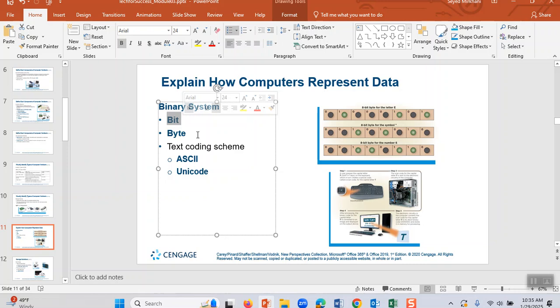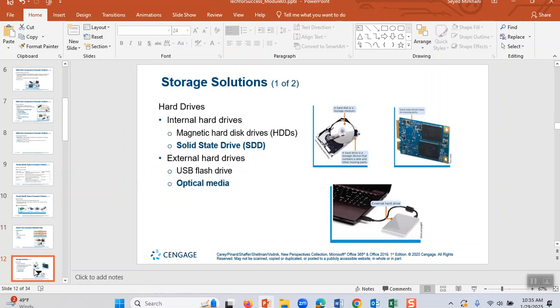If it sees 4 ons and 4 offs, the meaning of it means you typed B, for example, in your computer. That's how the information is being transferred through the computers. And then the storage solutions, as you see, this is a hard drive.